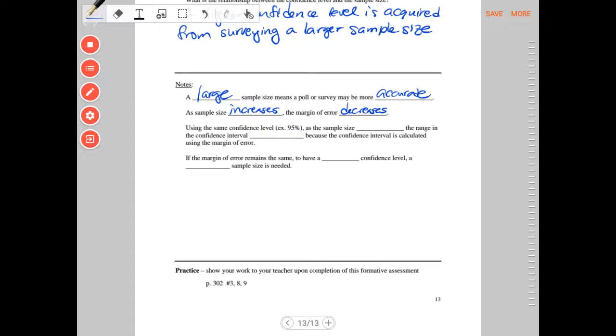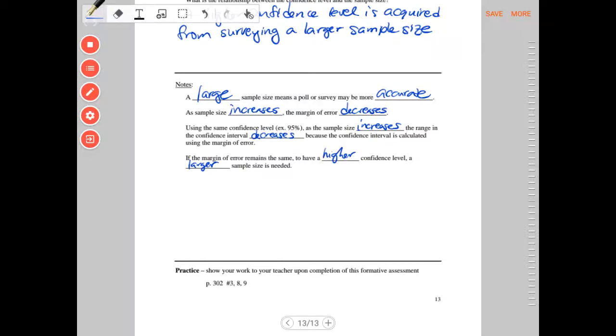Using the same confidence level, so let's say we're just at 95%, as the sample size increases, the range in the confidence interval decreases because, again, you're going to be more accurate, because confidence interval is calculated using the margin of error. If the margin of error remains the same, to have a higher confidence level, a larger sample size is needed. So again, to be more accurate, we need to sample more items.